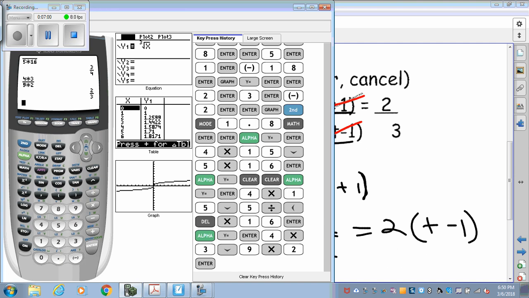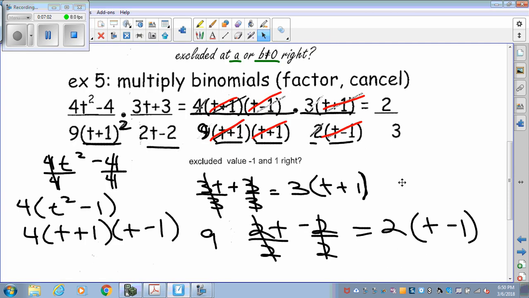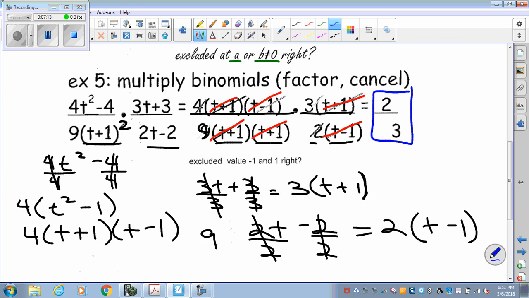And I get 2/3. And that's it, because all my other factors reduced, right? So you have 2/3. And you're done.